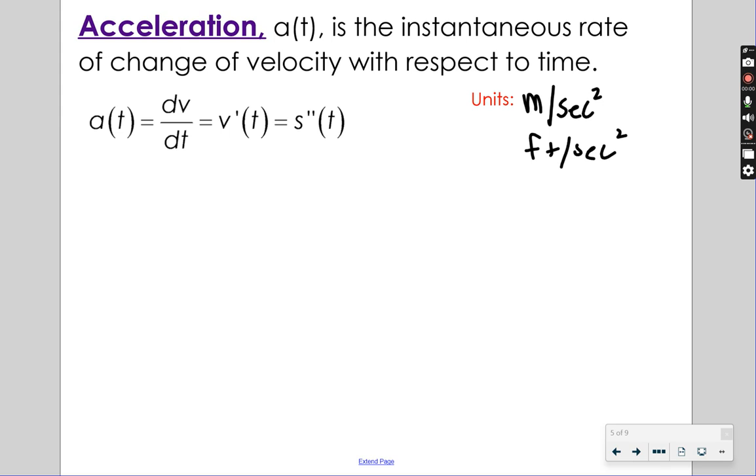So a of t is the derivative of velocity, which is v prime of t. It's the second derivative of position.